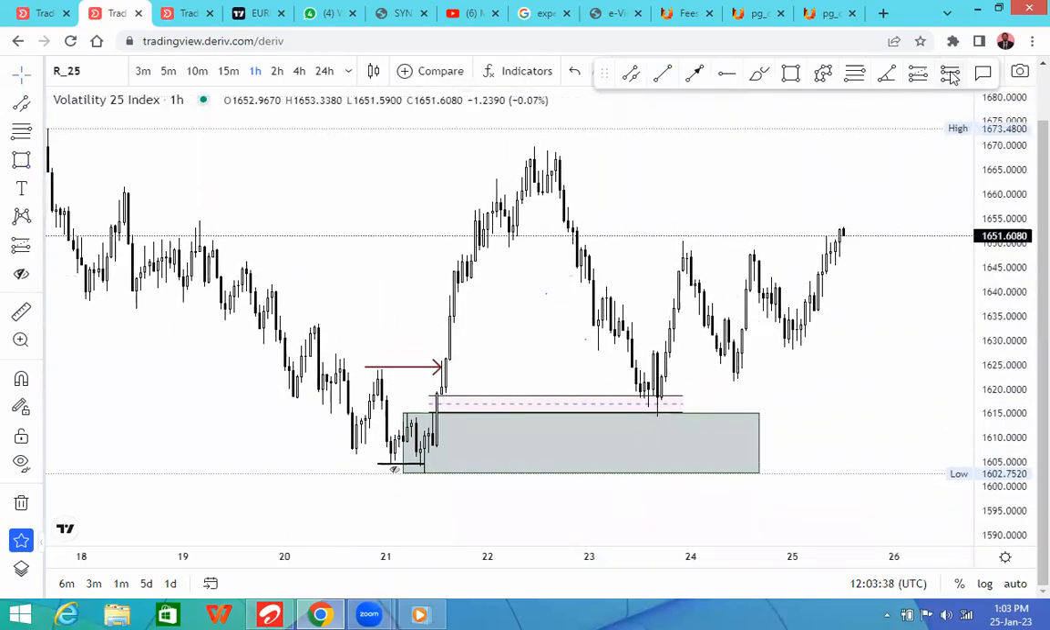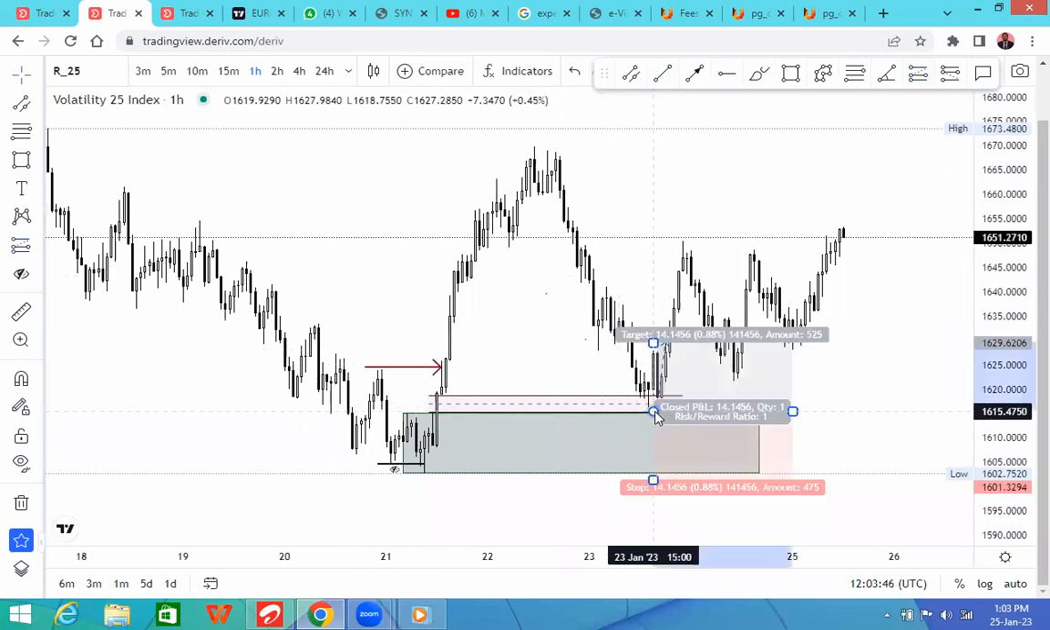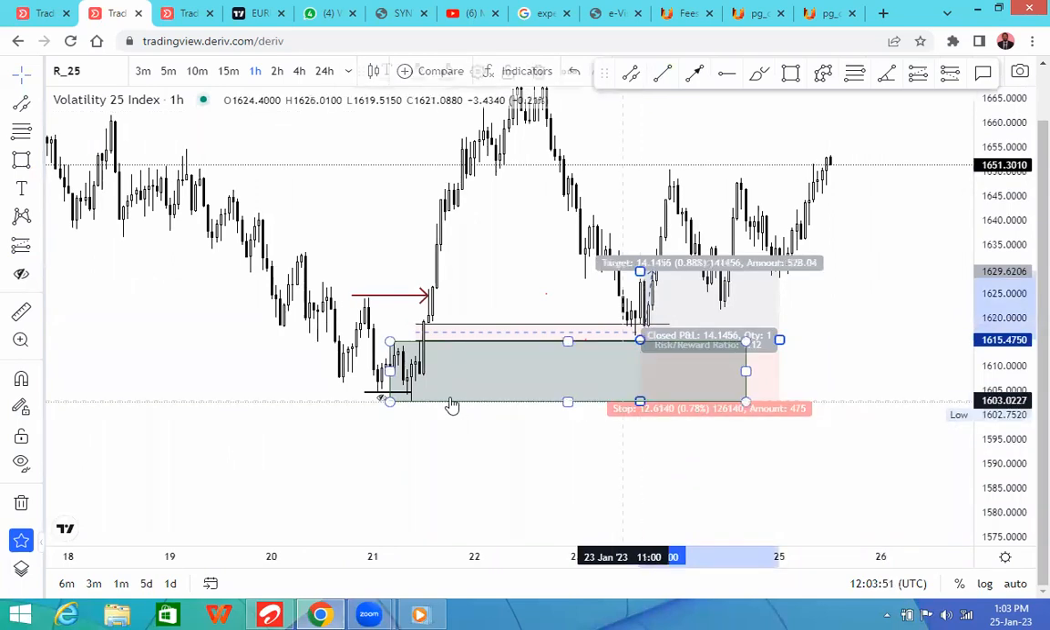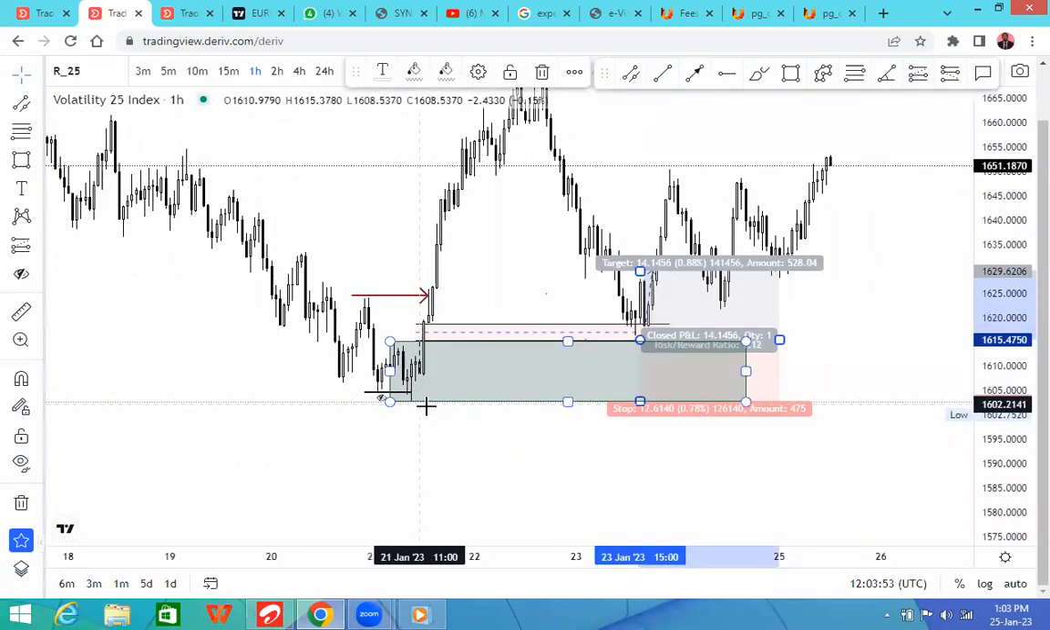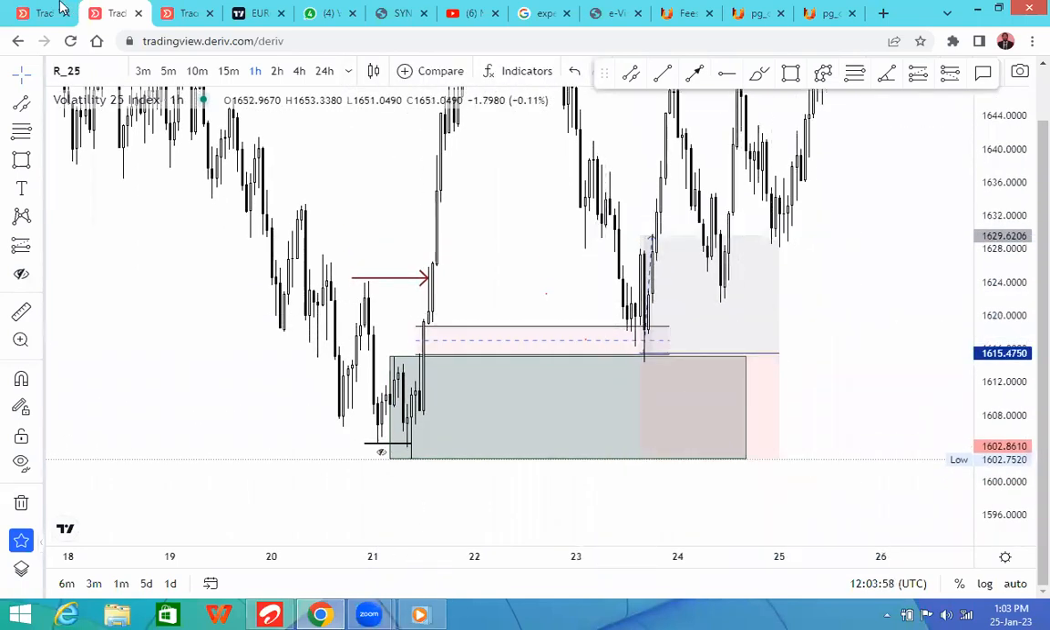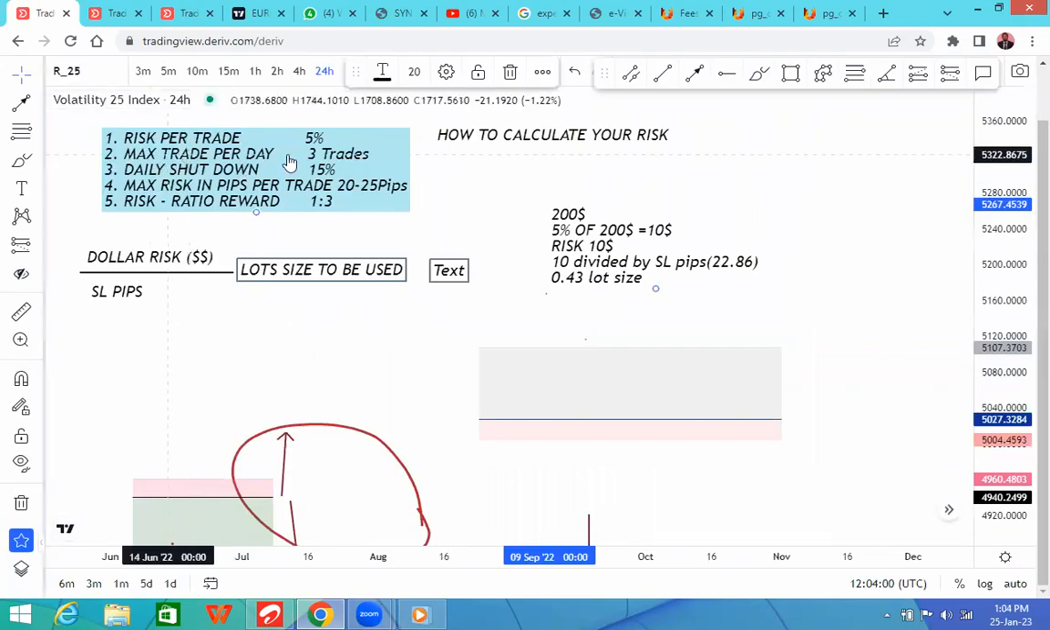So now I want to buy this market. There are other lower time frame confirmations we use, yes, but I'll just set my limit, let's say at the entry here. And my stop loss is here. Now, the question is, what is my risk? This is a $200 account, remember. I want to risk 5%, which will give me $10.